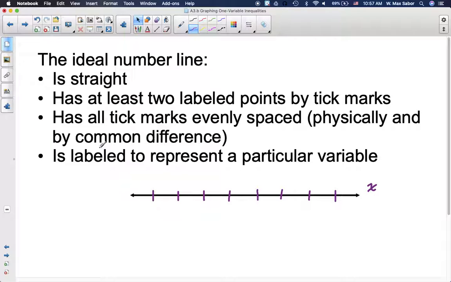By common difference. Common difference means that, okay, if this is 0, and this is, say, 6, then the next number has to be 12. Once you pick these two, then everything else is fixed because it has a common difference, meaning we're going up by 6 anytime we go to the right. The positive direction is always to the right, and the negative direction is always to the left. And this is what I mean by labeled to represent a particular variable. The label always goes on the right, even if the number is not positive.